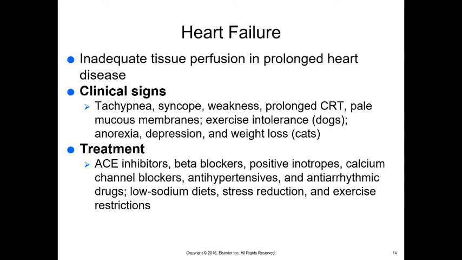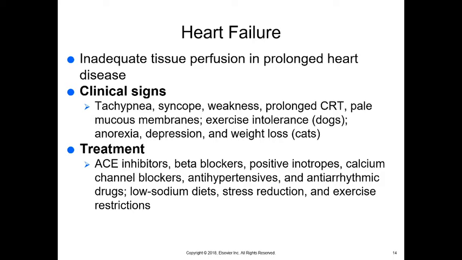Treatment would be, and we'll go over medical treatments in more detail, but if you know anybody, any human or animal that has heart disease, you know they're on a number of different drugs. And the reason is that the body has a lot of ways to compensate for a poor failing heart, and so we need to compensate for the compensation. So we have a lot of different drugs that will help with a lot of different areas.